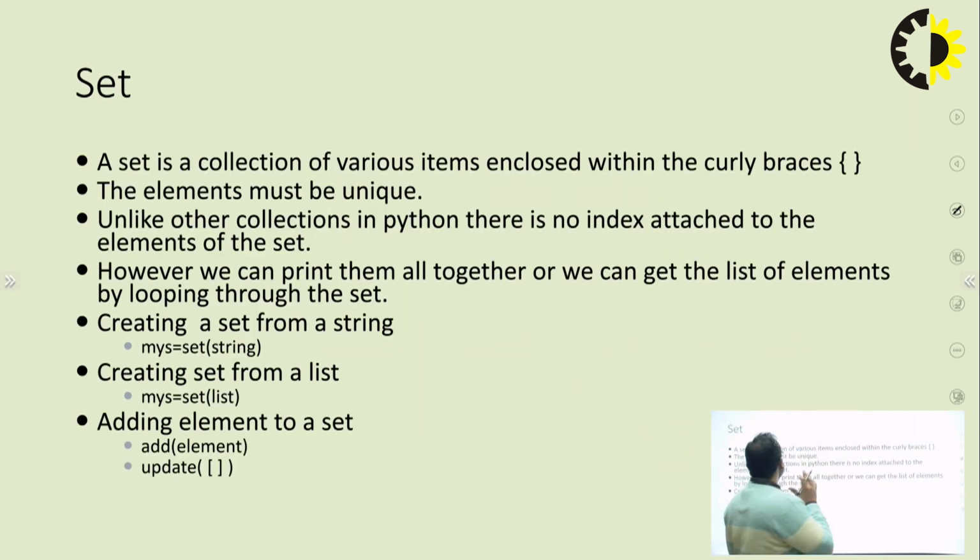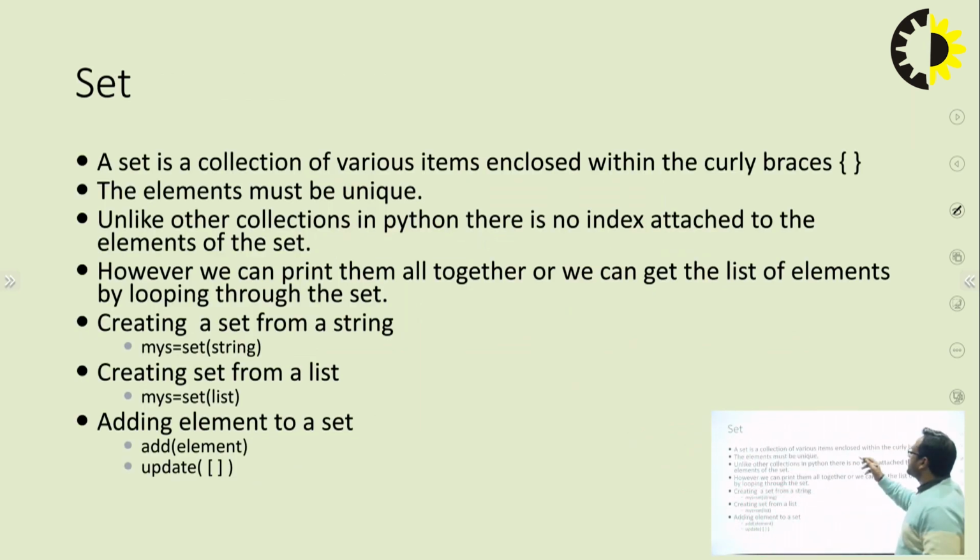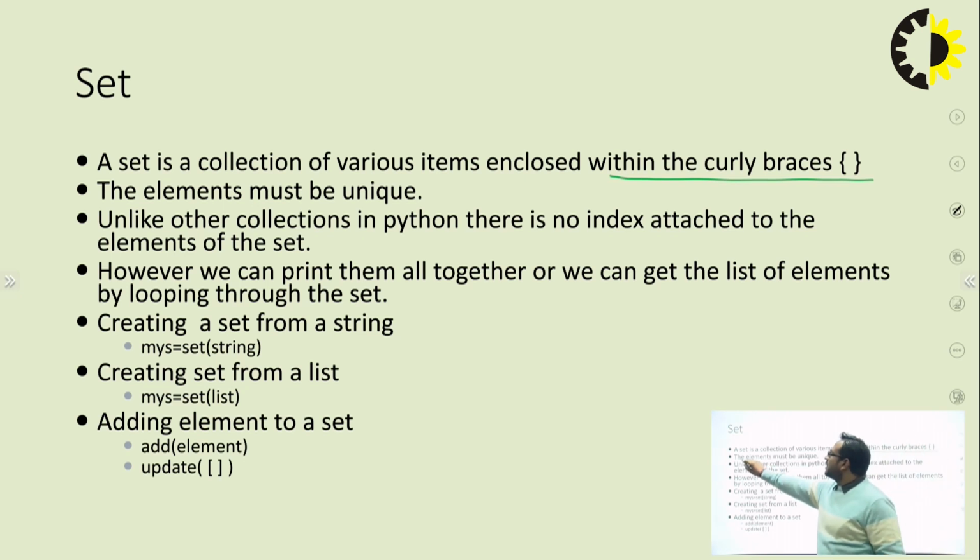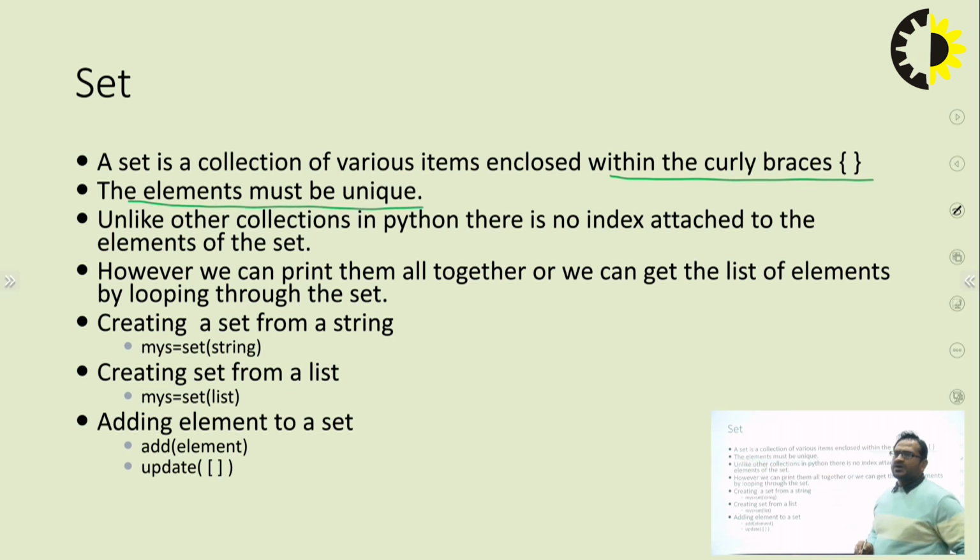So what is a set? A set is a collection of various items enclosed with curly braces. Whenever we create a set, you need to create it by using curly braces. The property of this set is that the elements must be unique. In a set, the element must be unique. There is no duplicate item in a set.